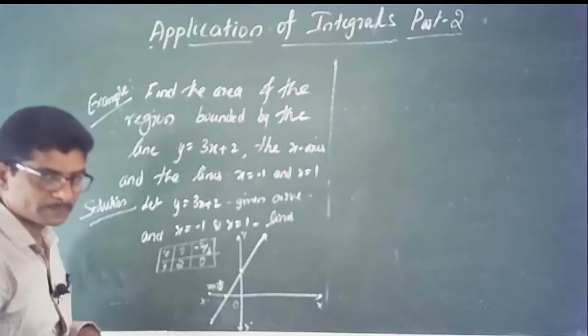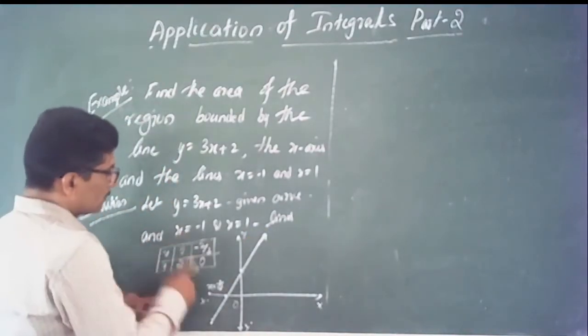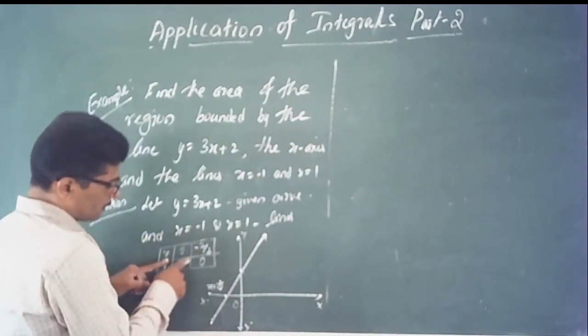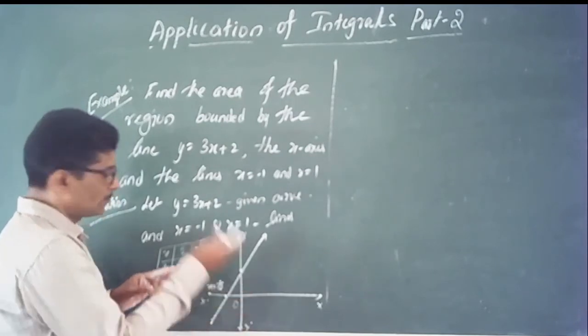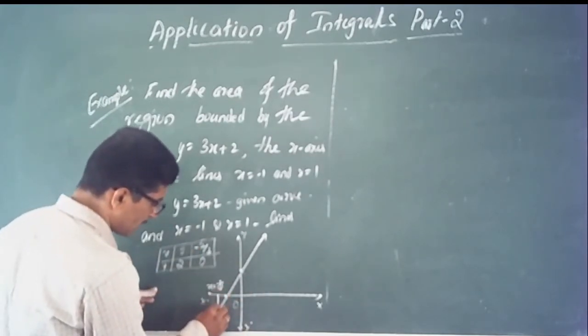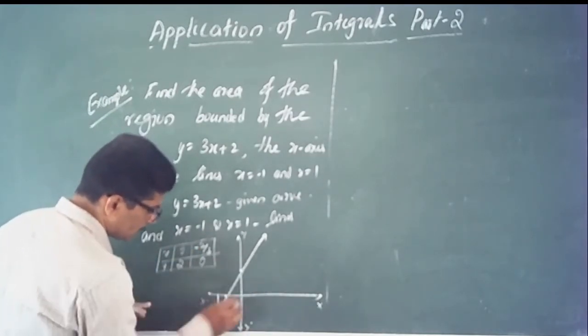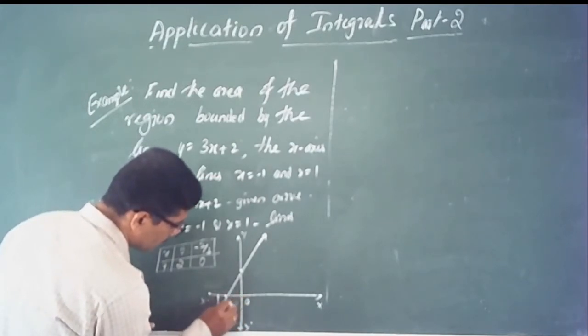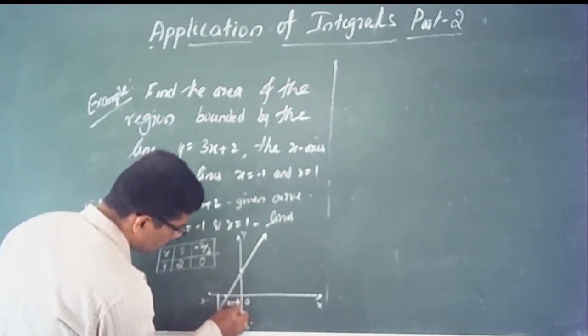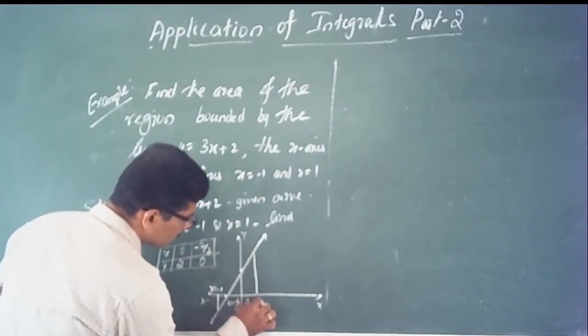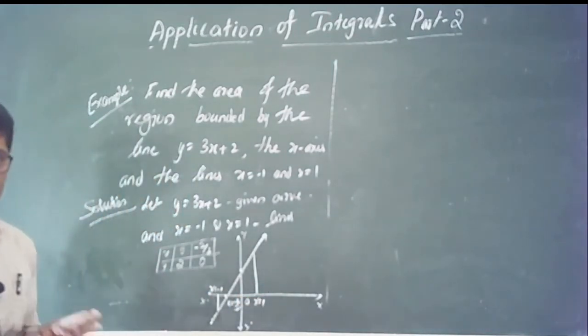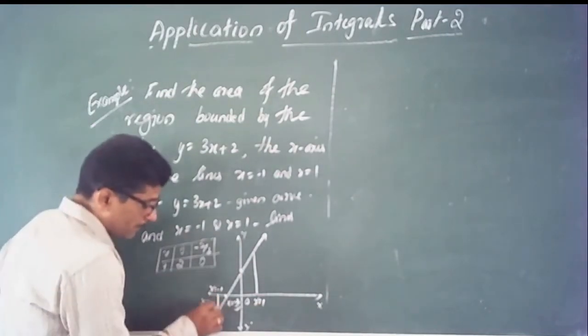It is clear. The line x equal to -1: minus 2 by 3 is greater than minus 1. Therefore, this one is x is equal to minus 1. Taking this as the origin, x equal to minus 2 by 3, this is x equal to minus 1, and here, x equal to plus 1. Is it clear? Here find the area required.